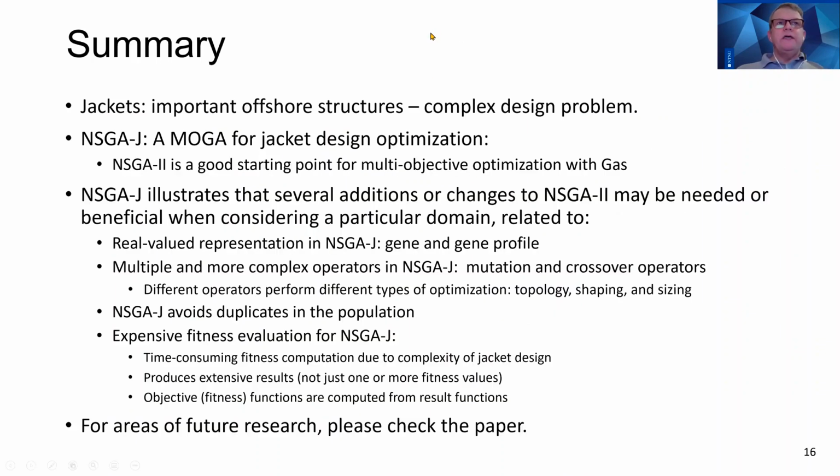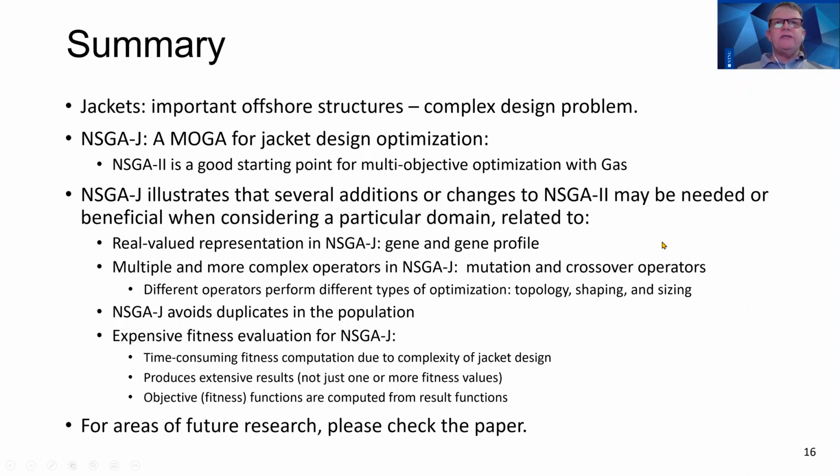To summarize, we have a focus here on jackets, which are important offshore structures. This is an important and complex design problem. NSGA-J is a multi-objective GA for jacket design optimization. We take NSGA-II as a starting point, and it has turned out to be quite productive. In NSGA-J we are performing several additions or changes to NSGA-II, and these are notably the following.